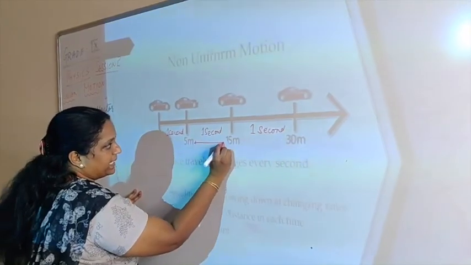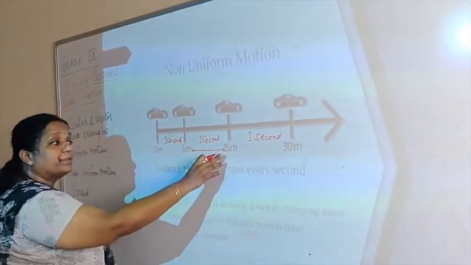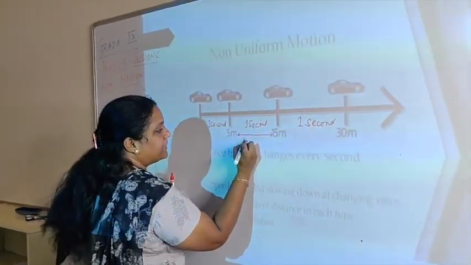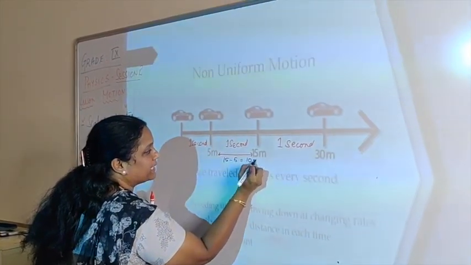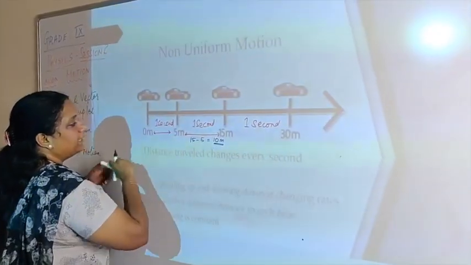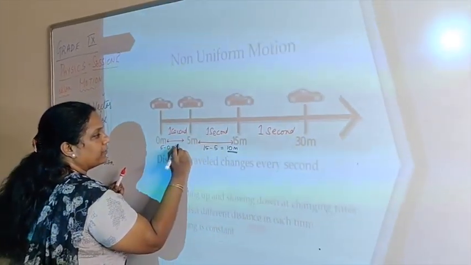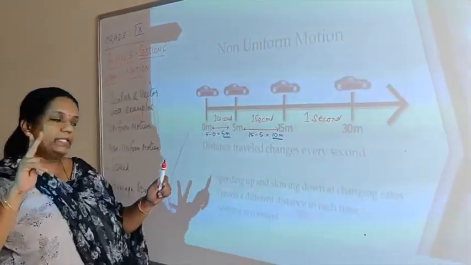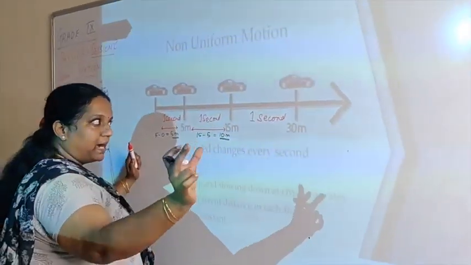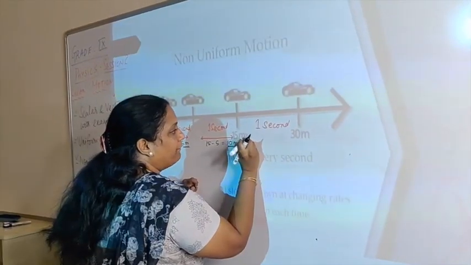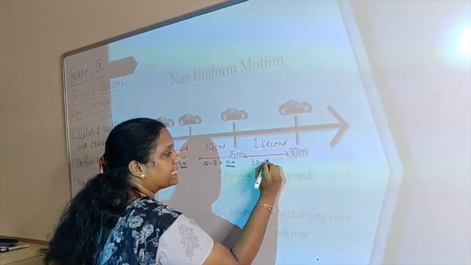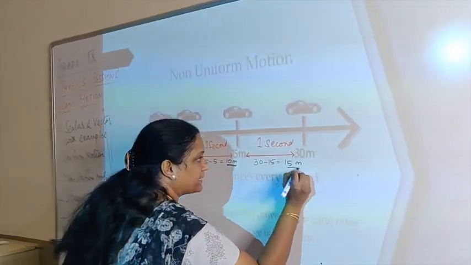The next 1 second, the vehicle has travelled from 5 to 15 meters. Now, how much distance has it travelled? It has travelled 15 minus 5, that is 10 meters. Okay? So, in the first 1 second, how much did the vehicle travel? It travelled 5 minus 0, 5 meters. But in the second 1 second, it travelled 10 meters. Now look at it in the third part. It moved from 15 to 30 meters. So what is the distance that it has covered? It has covered 15 meters.